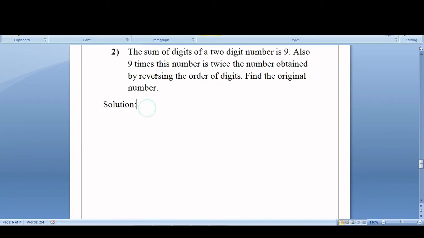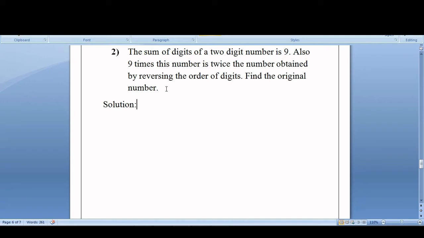In this problem you can see we are given a 2-digit number where the sum of the digits is 9. Also, 9 times this number is twice the number obtained by reversing the order of digits. Find the original number. So this is a very interesting problem.